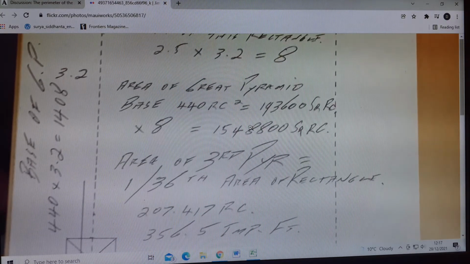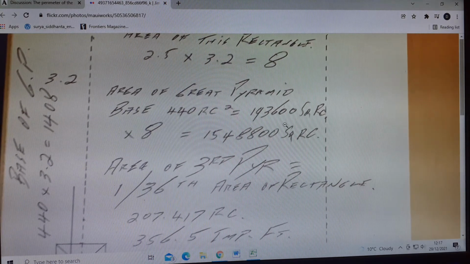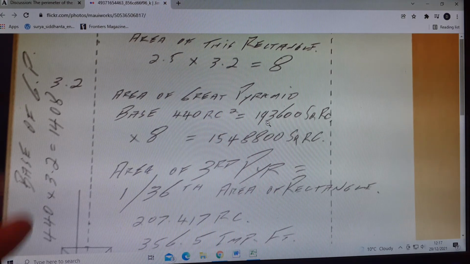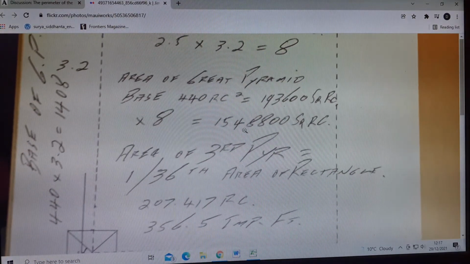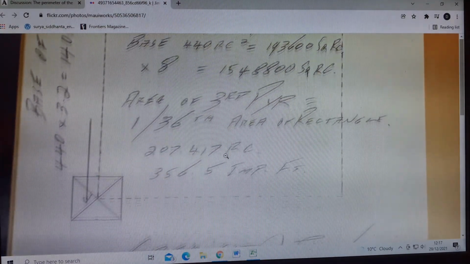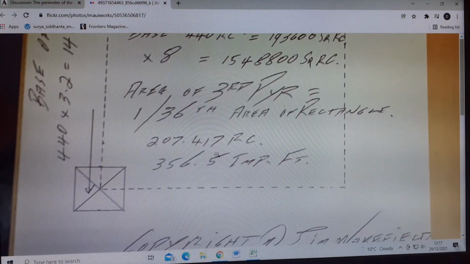So he's saying that the base of the Great Pyramid is 440 square royal cubits, and we know that's right. It doesn't matter what the size of the square royal cubit is. We know that that's going to be a constant in this diagram that he's showing us, and that there are going to be 1,548,800 square royal cubits in the total rectangle. And we know when we check his calculations that he's got this right down at the bottom. So that's Jim's work in respect of that.